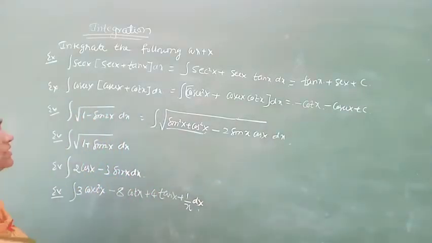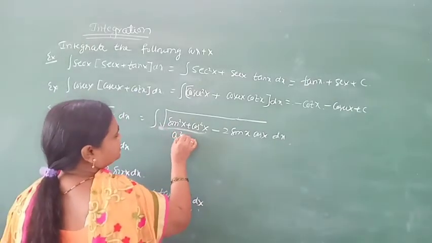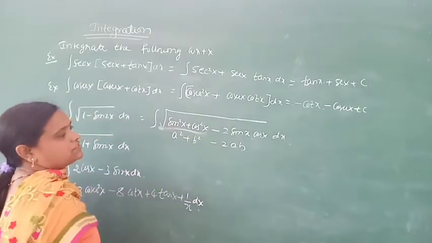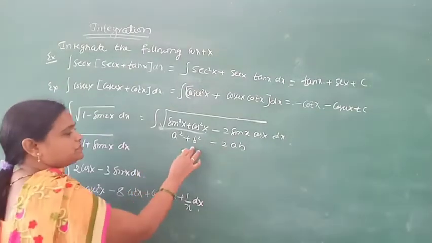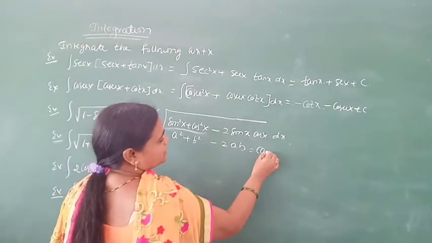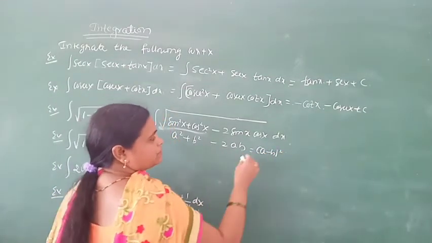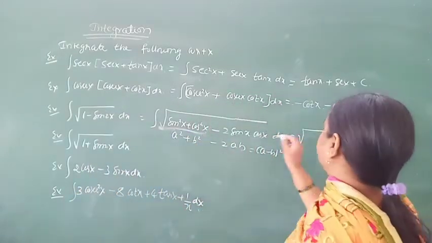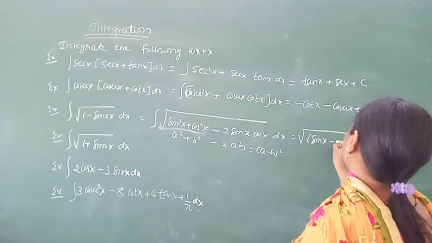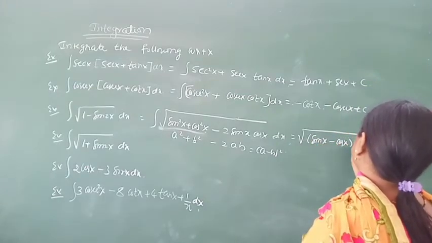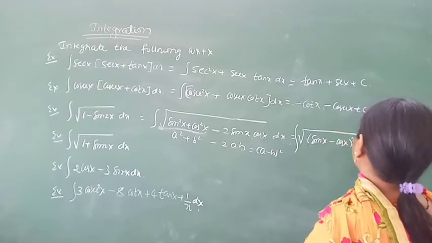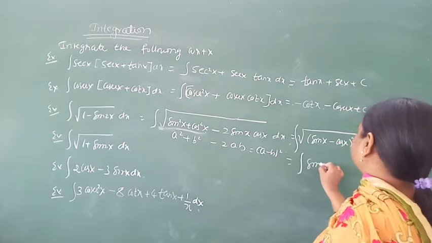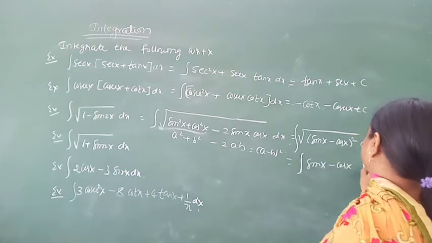This is exactly in the form of a square plus b square minus 2ab. A is sin x, b is cos x. A square plus b square minus 2ab is nothing but a minus b the whole square. We can write this as root of (sin x minus cos x) the whole square dx. Square and root get cancelled. Left is the integration of (sin x minus cos x) dx.